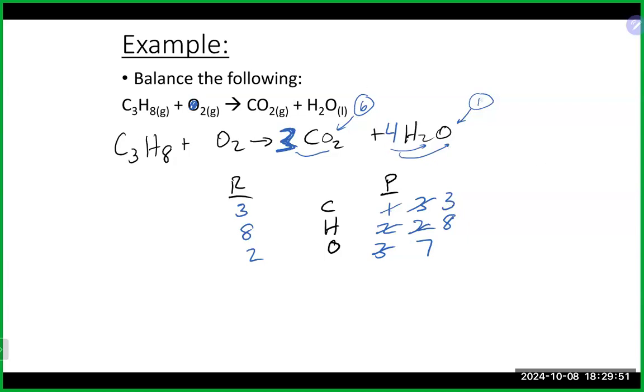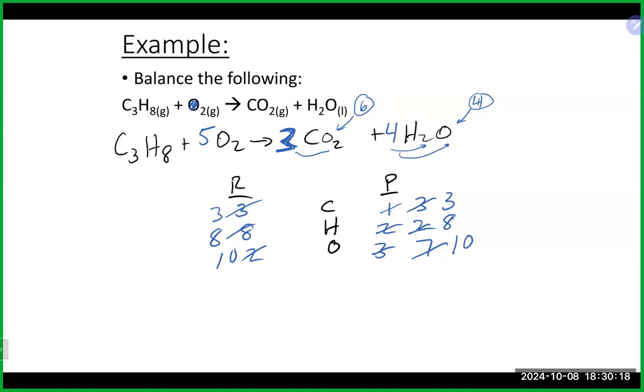So we got 6 oxygen in the first one. We now will have 4 in the second one. And that's going to give us a grand total of 10 here. Now, as you can see, saving that oxygen for the end made it a lot easier, because now all I have to do is put a 5 there. And now I have 3, 8, and obviously 5 times 2 would be 10 in this case. Any questions on that there?